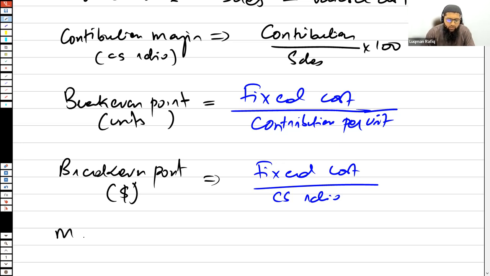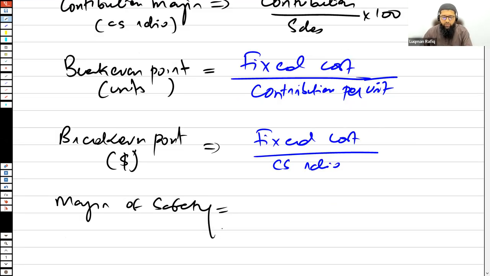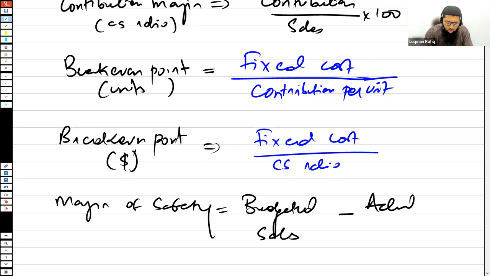Then similarly, when we talk about the margin of safety, what exactly is the margin of safety? The concept of margin of safety is that it is the budgeted sales minus the break-even sales. It's the budgeted sale minus the break-even sale.